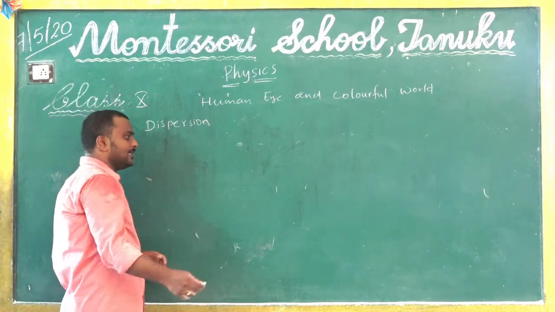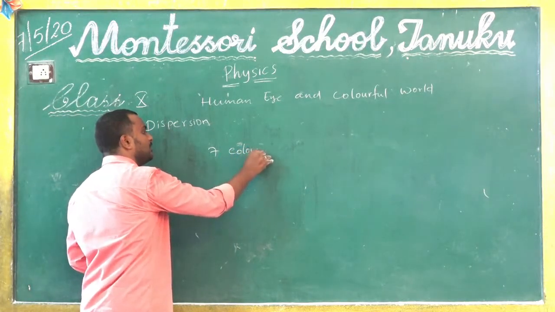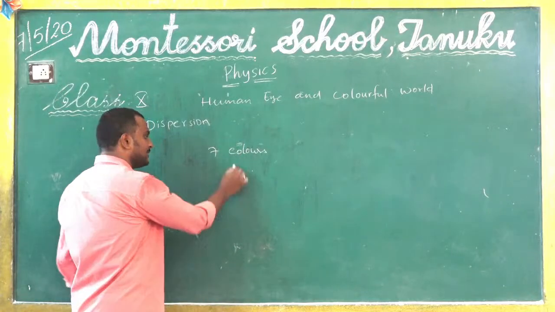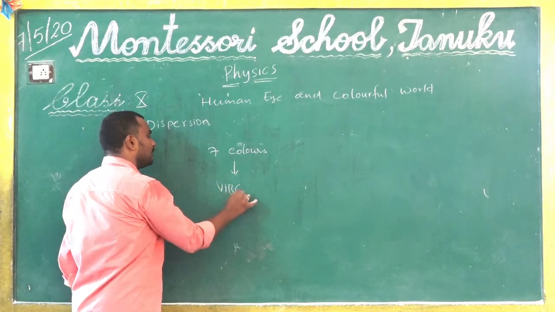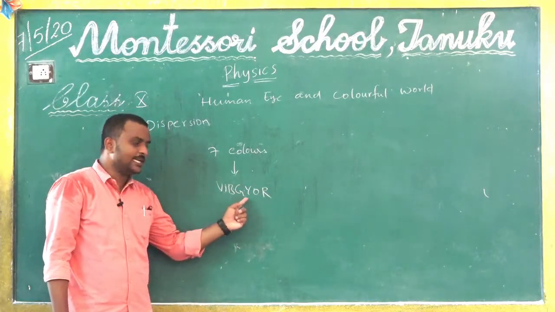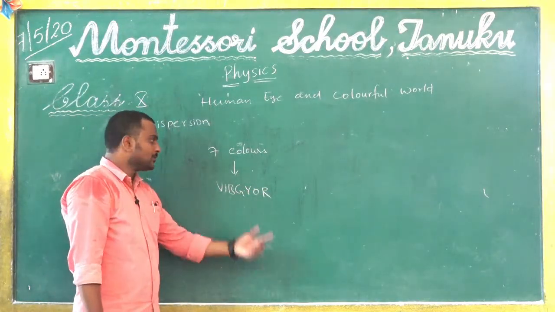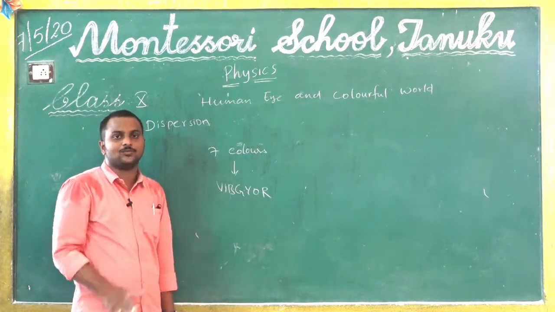So white light is not a single color. It is a combination of 7 colors. This we call Vibgyor colors: violet, indigo, blue, green, yellow, orange and red. So these 7 colors are mixed and they form white color.